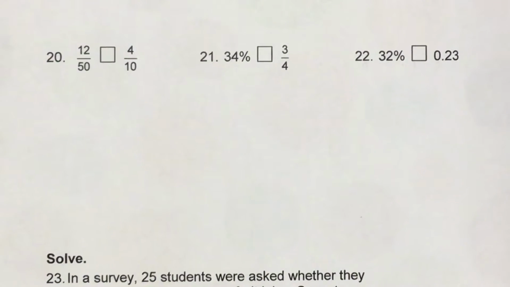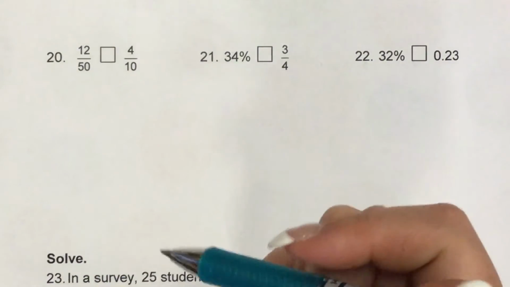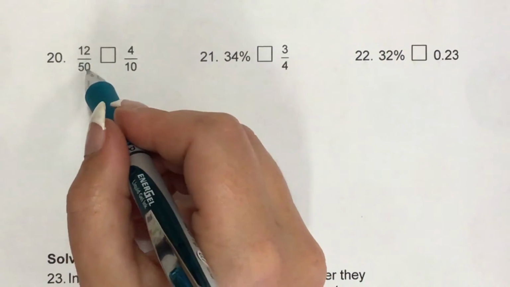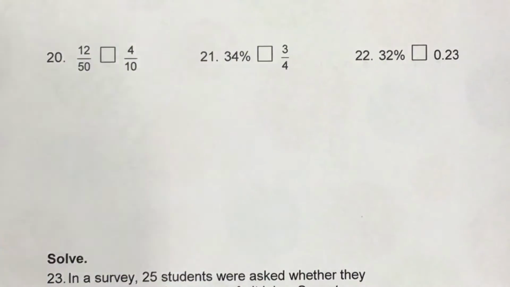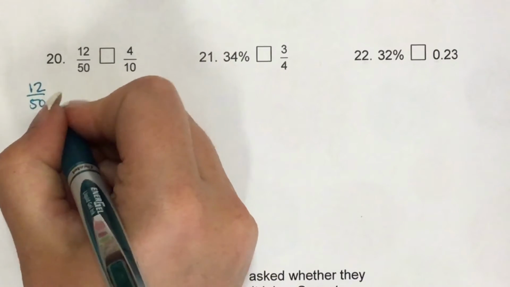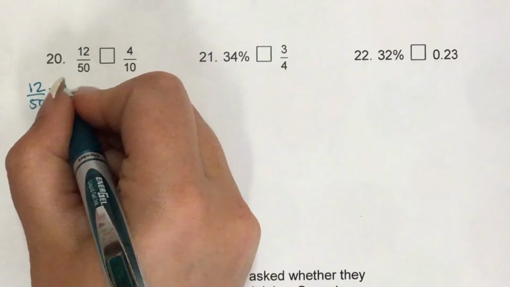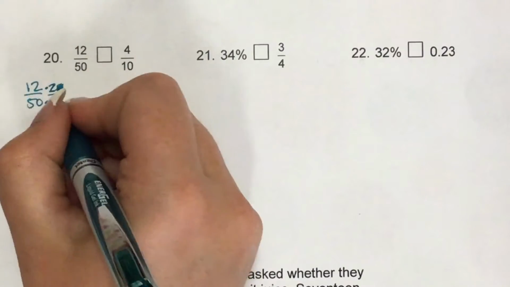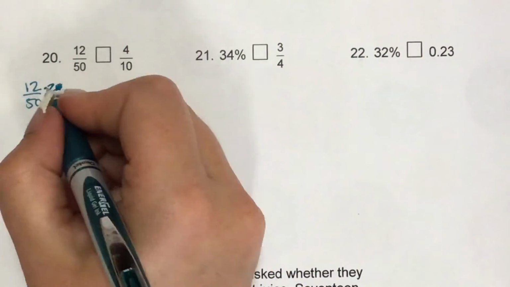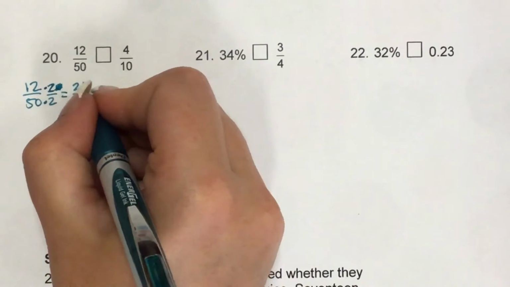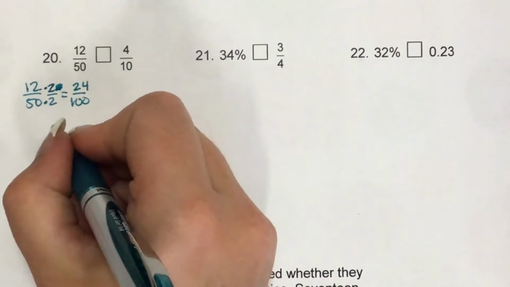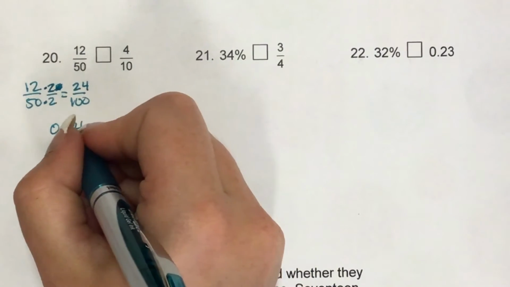So for problem 20, I'm going to go ahead and convert these to decimals. This one I can write with a denominator of 100 pretty easily. So I'm going to go 12 over 50, multiply by 2 to the bottom and the top. 50 times 2 is 100. 12 times 2 is going to be 24. 24 100ths is the same thing as 24 100ths.